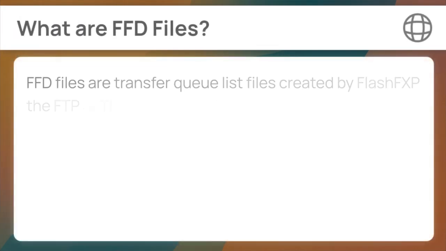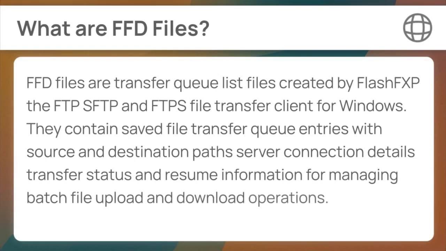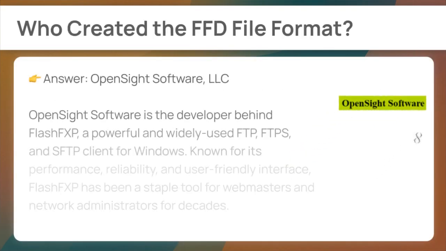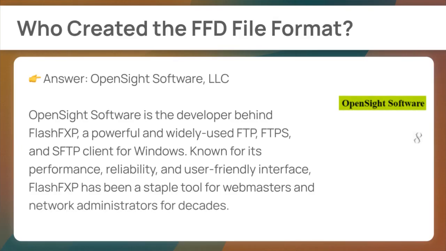FFD files are transfer queue list files created by FlashFXP, the FTP, SFTP and FTPS file transfer client for Windows. They contain saved file transfer queue entries with source and destination paths, server connection details, transfer status, and resume information for managing batch file upload and download operations.